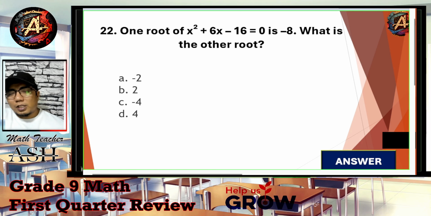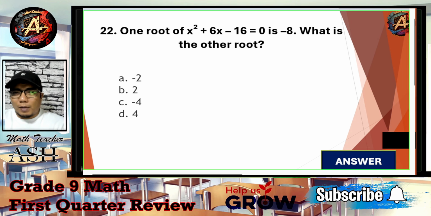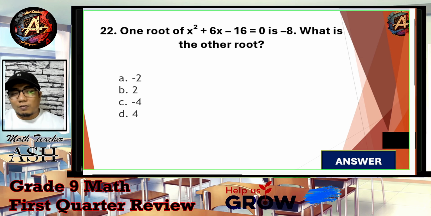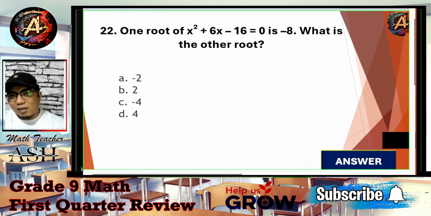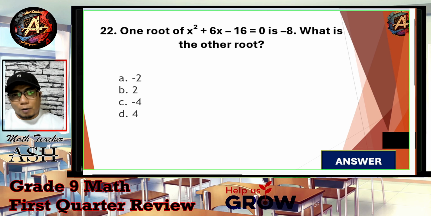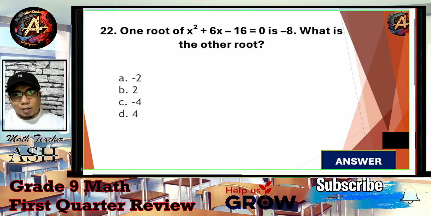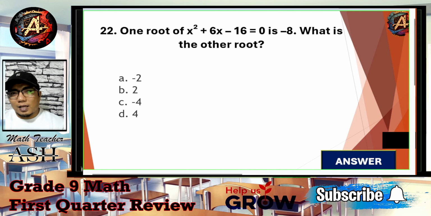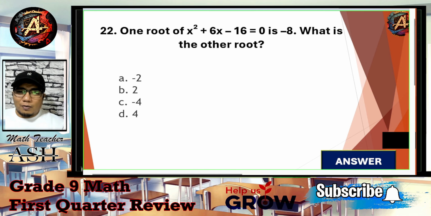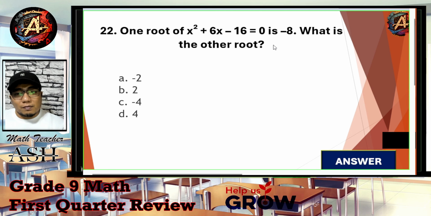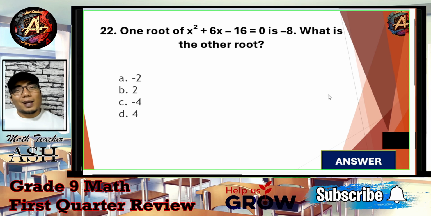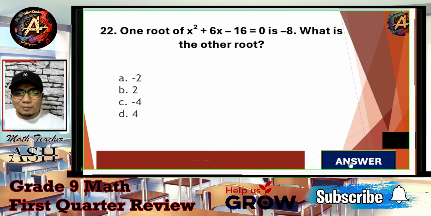Now, my dear math learners, this is very, very easy because you can apply what you have learned in the sum and product of the roots. When one root is given and your quadratic equation is in the standard form, what you need to do is divide the value of your C by one of your roots because, as we know, the value of C there is basically the product of the roots. So, we have negative 16 divided by negative 8, that is positive 2. So, letter B is the correct answer. Let's check whether we are correct.